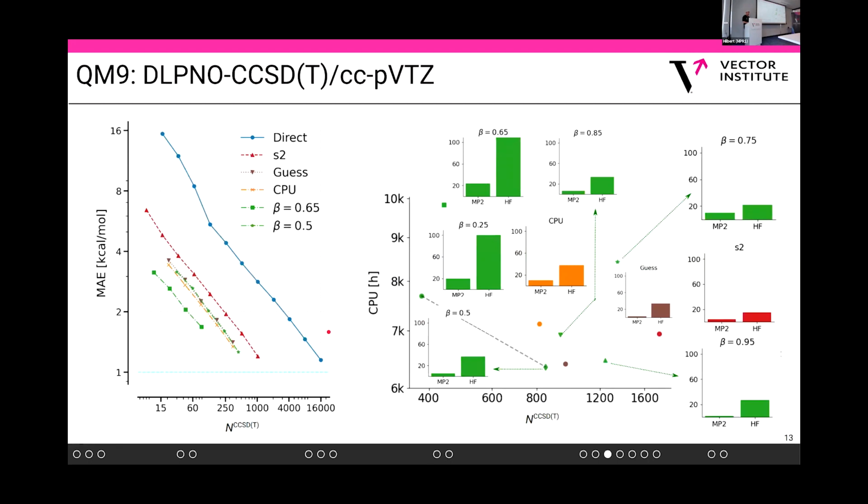The next data set is the local coupled cluster one. So it's QM9, same story again. You see we are improving, we're moving to the left, so we use fewer and fewer coupled cluster training data. And again, here on the left, you see you need much more Hartree-Fock calculations than coupled cluster. And the best one here is around, say, 400 to reach chemical accuracy.